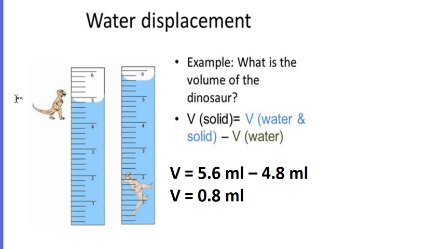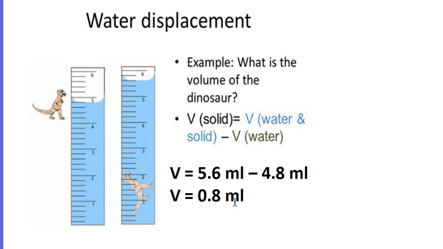And again, this is just another little example. You have to pay attention to what the little increments here mean. Here, this is 4, 4.2, 4.4, 4.6, 4.8. So before, the volume of the water was 4.8 milliliters. After we put this little dinosaur toy in, it's 5.2, 5.4, 5.6. So 5.6 milliliters minus 4.8 milliliters gives you a volume of 0.8 milliliters.